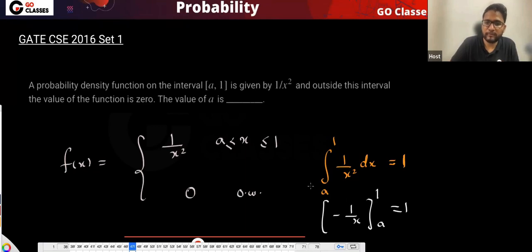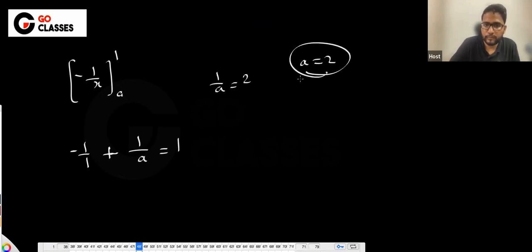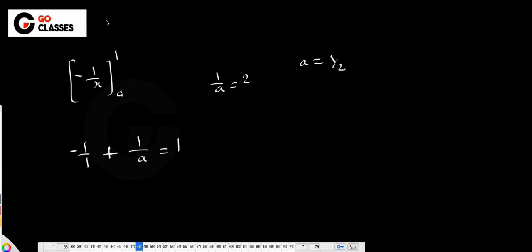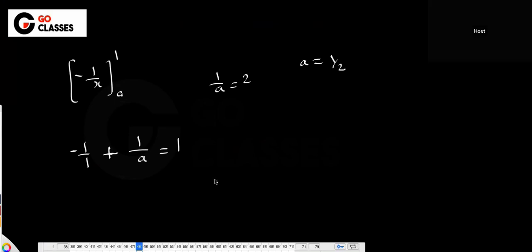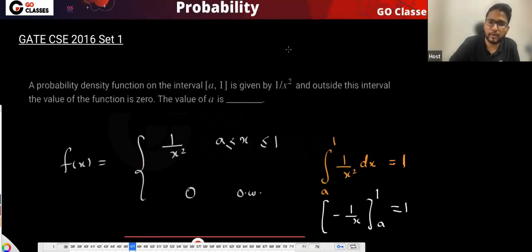What is the value of a you will be getting from here? It will be minus 1 upon x from a to 1, which means you will write 1 minus 1 upon 1, and minus minus will be plus 1 upon a, equal to 1. It will be 1 upon a equal to 2, and then a will be... sorry, a will be 1 by 2. So that's how you can calculate it. So a is coming out to be 1 by 2, which is 0.5. It was an NAT question, I think, so that's why the value of a you can write 0.5. Easy question, right?